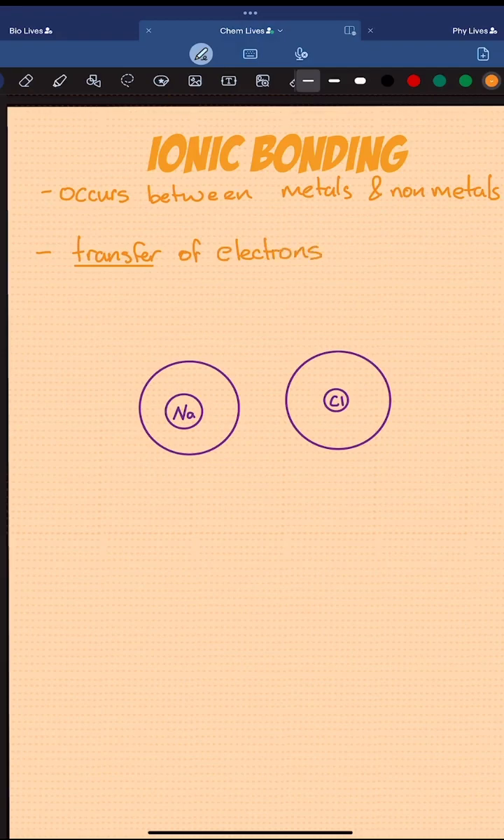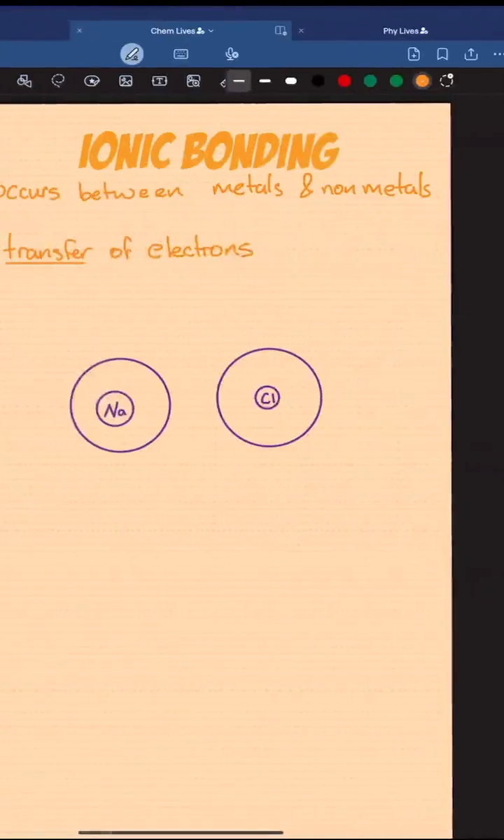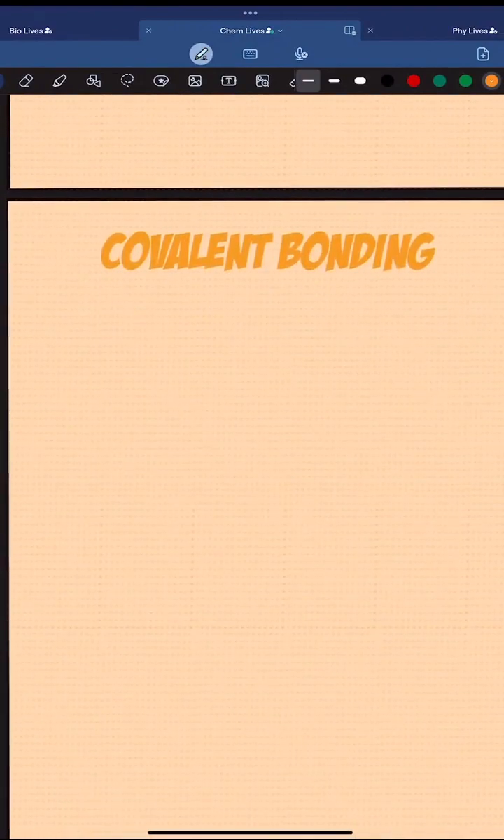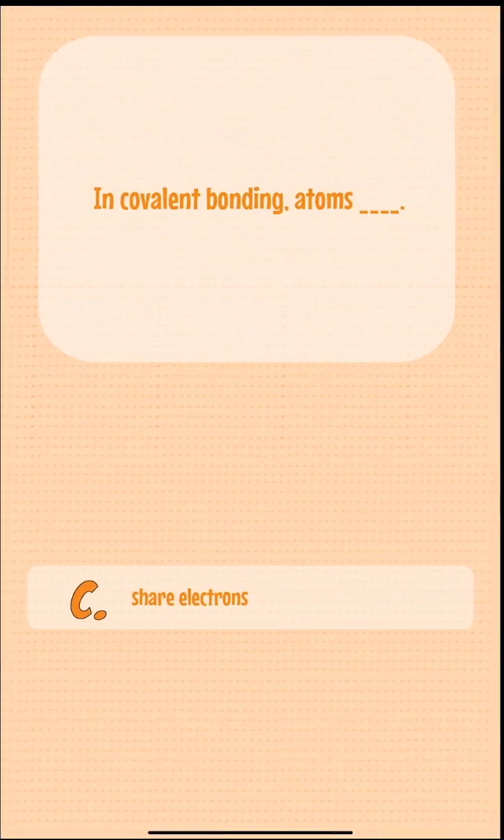Whereas covalent bonding, if we go on to our next question, in covalent bonding, atoms don't transfer electrons, because that's for ionic bonding. What do electrons do in covalent bonding? Give is the same as transfer. So it would be sharing of electrons. Yeah, the answer is C for this one. Covalent bonding is all about sharing electrons. And what does that happen between? So ionic is between metals and non-metals. What about covalent? Yep, between two non-metals. Amazing, well done guys. So that was the answer for that one.